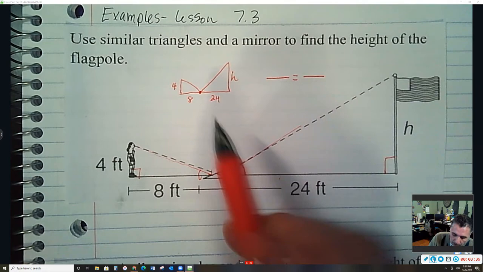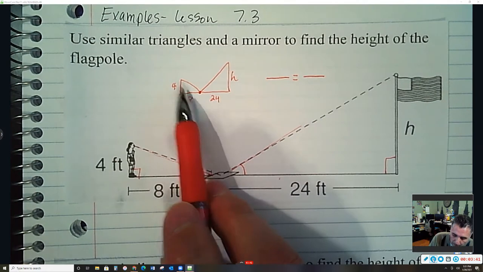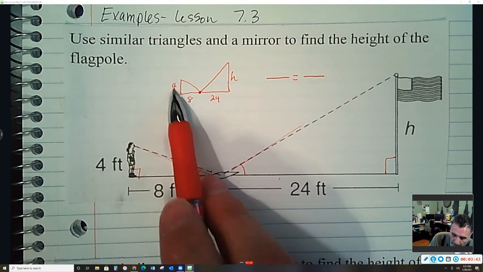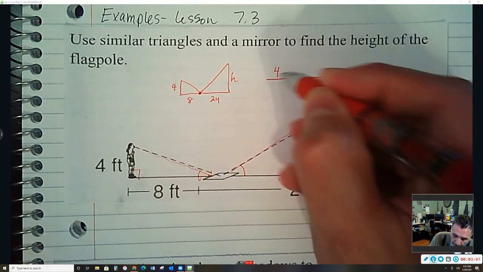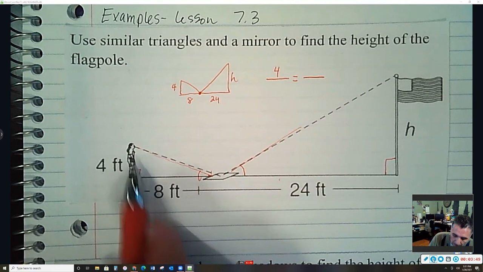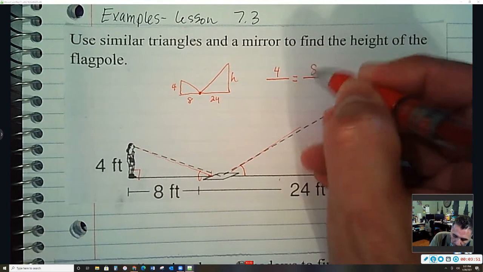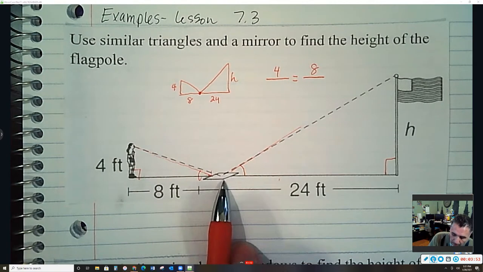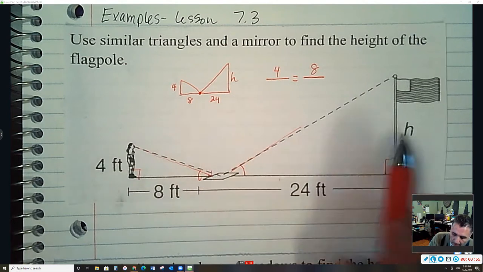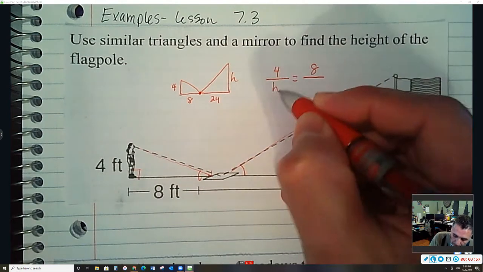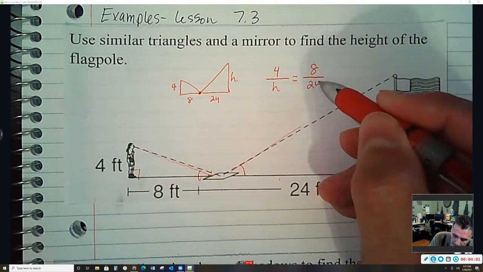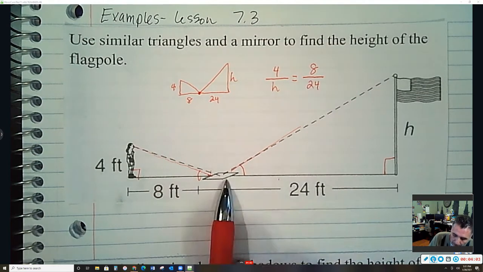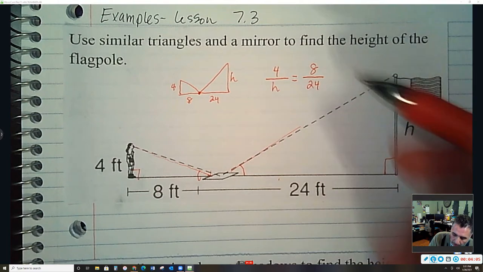So the proportions, we can use these measurements. The triangle on the left: 4 is the height of the person, and then 8 is how far the person is from the mirror. h is the height of the flagpole, and then 24 is how far the flagpole is from the mirror. So that's how the proportion would look.